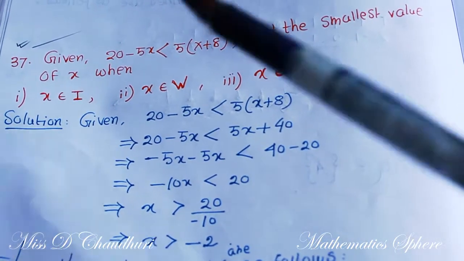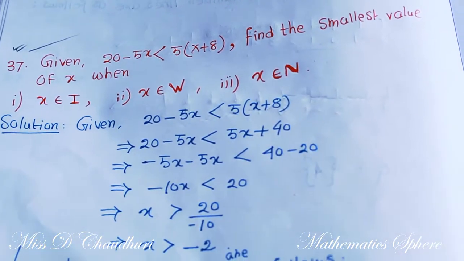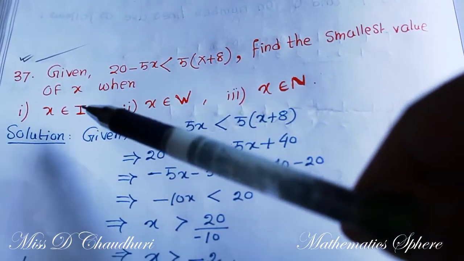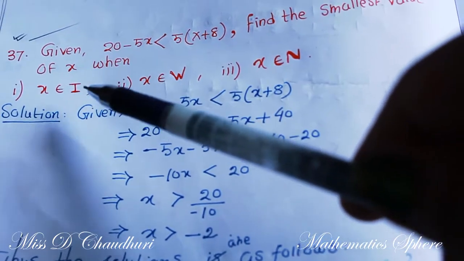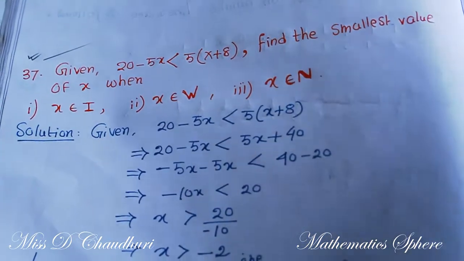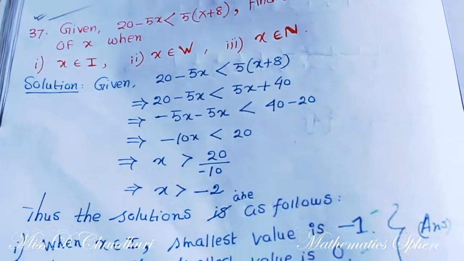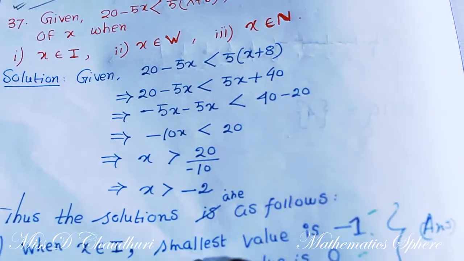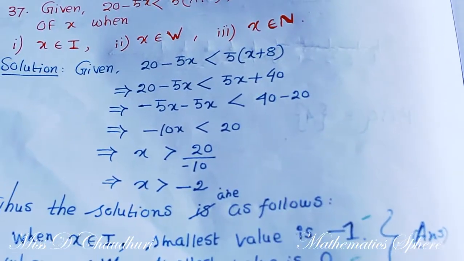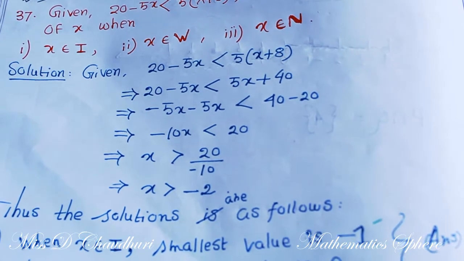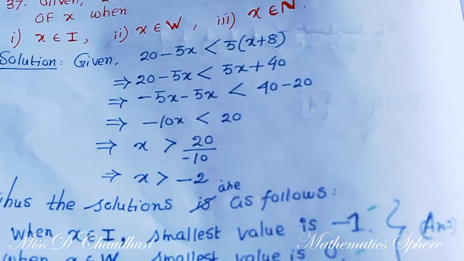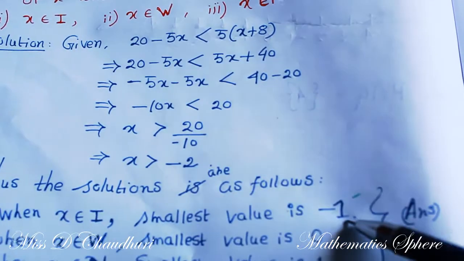That means x greater than minus 2 means x can be minus 1, 0, 1, 2, 3, but now we will have to look at the conditions. The first condition says that x belongs to integer. Integer means we can take the negative, positive, 0, everything. So if x belongs to integer, what is the smallest value? Minus 1 will be the smallest value, because if you consider the integers minus 1, 0, 1, 2, 3, and when we continue the value goes on increasing, but they have asked us for the smallest value, so it will be minus 1, okay.